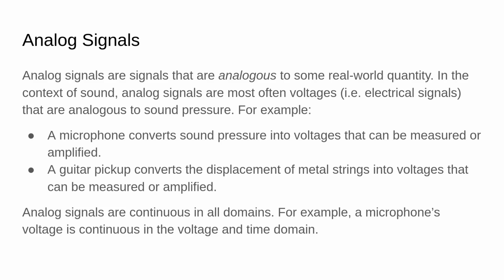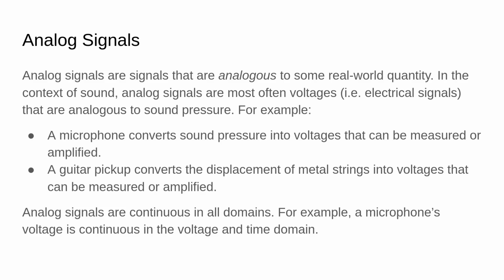An analog signal is a signal that's analogous to some real-world quantity. So in the context of sound, usually that's going to be an electrical signal, a voltage, and it's going to be analogous to the sound pressure, which is the real quantity we're trying to measure. So for example, a microphone might convert sound pressure into voltages, electrical signals, that can be measured or amplified. And a guitar pickup might convert the displacement of metal strings into voltages that can be measured or amplified.